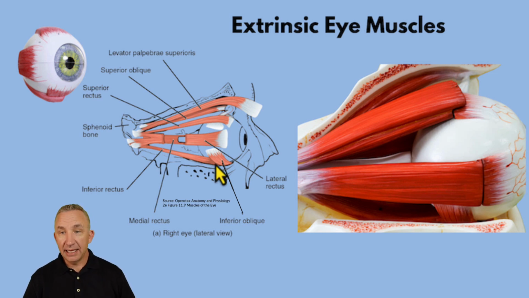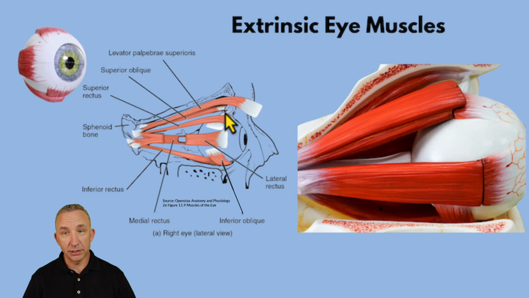And then lastly, inferior oblique, because it runs at an angle, and this helps us to roll and look up laterally. All of these are controlled by cranial nerve number 3, my oculomotor. So oculomotor controls my levator palpebrae superioris, my superior rectus, my inferior rectus, my medial rectus, and my inferior oblique.